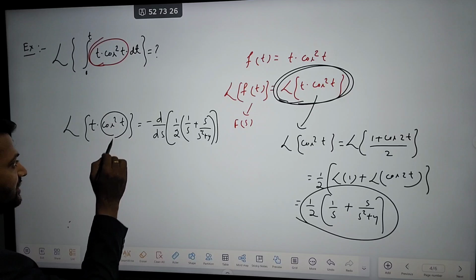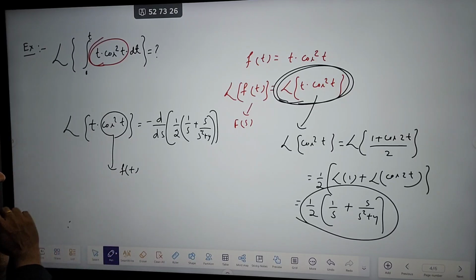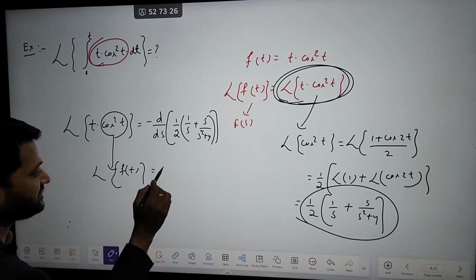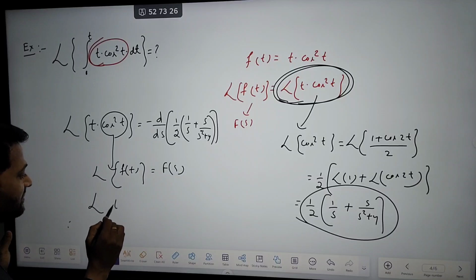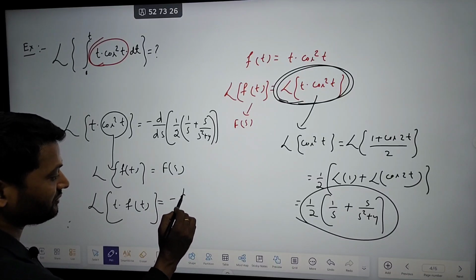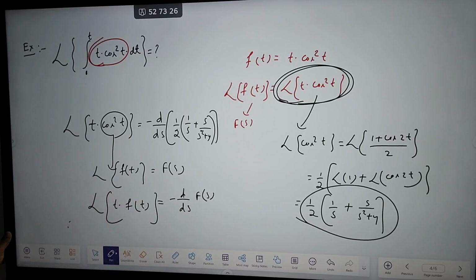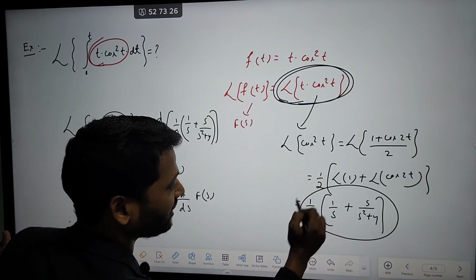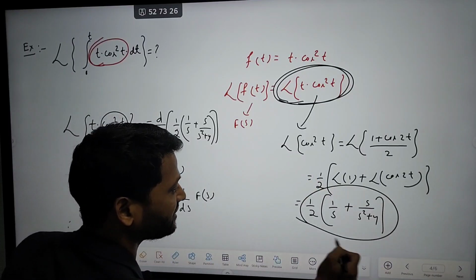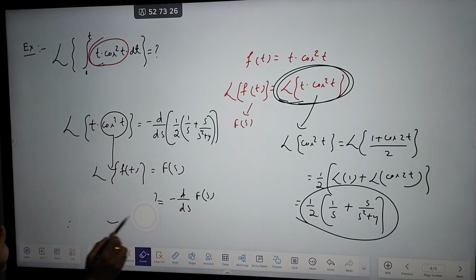Remember, if there is a function, let us assume it is f(t), okay? I have explained in my previous lecture the effect of multiplication by t. If Laplace of f(t) is F(s), then Laplace of t into f(t) is equal to minus of d by ds of F(s), that means negative differentiation of F(s). So here we got Laplace of cos square t as this one. If we take Laplace of t into cos square t, then we have to differentiate this function with respect to s and put a negative sign.